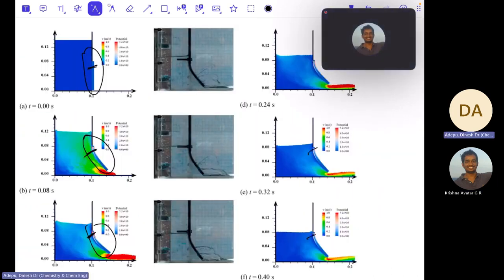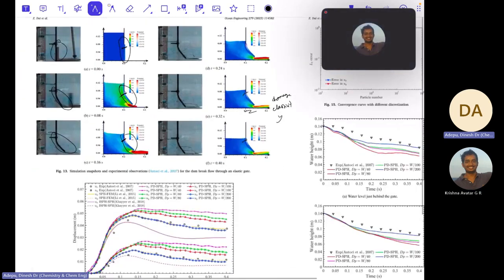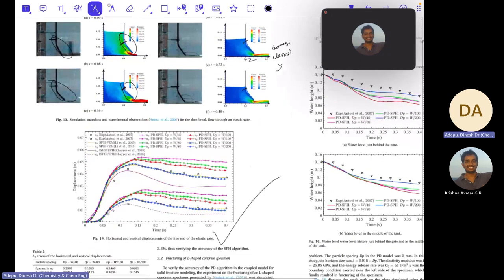Right. So we can start with this. Because here there's no damage, there is only elasticity. We can consider this case as a first example to simulate. This is a physical validation.